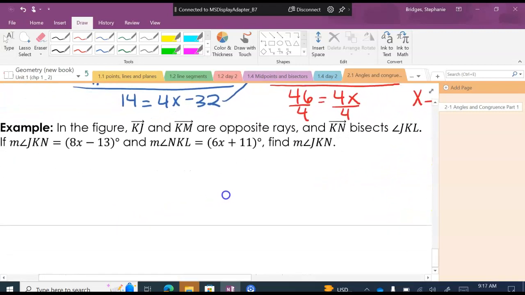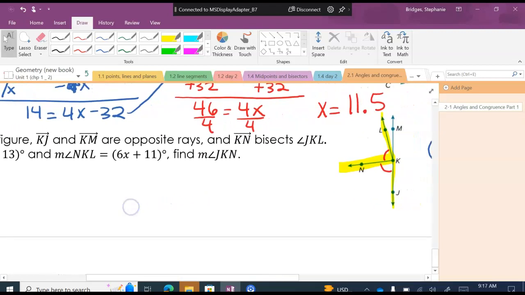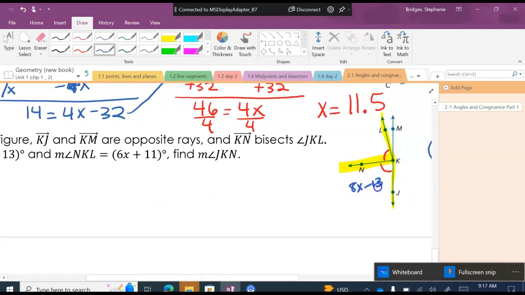Then it tells me that JKN is 8x minus 13, and it tells me NKL is 6x plus 11. So just like the other one, what would I need to do to these to be able to solve for x? If they're congruent, I set them equal. Exactly. 6x plus 11 equals 8x minus 13. And then I can just work on solving this equation.